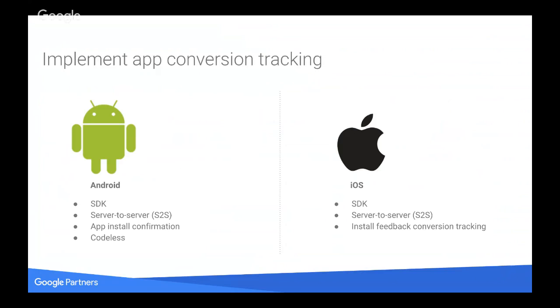While on an iOS device, while similar options are available in terms of the SDK and server-to-server, there is a third option, which is installing a feedback conversion tracking, which is a feedback mechanism that allows customers and third-party tracking companies to get confirmation from Google every time an iOS app install event can be attributed to an AdWords click or an AdWords view.